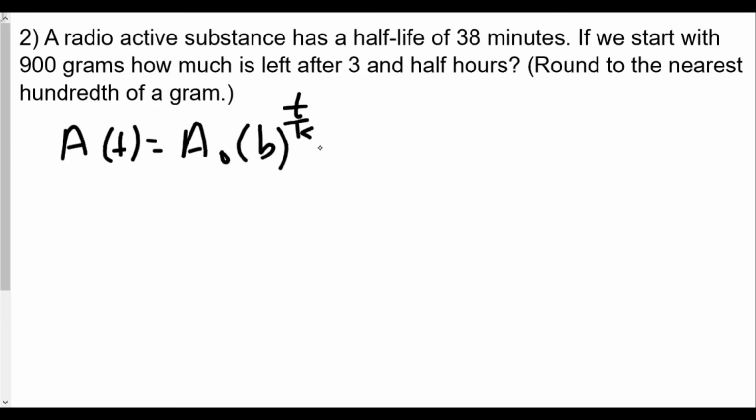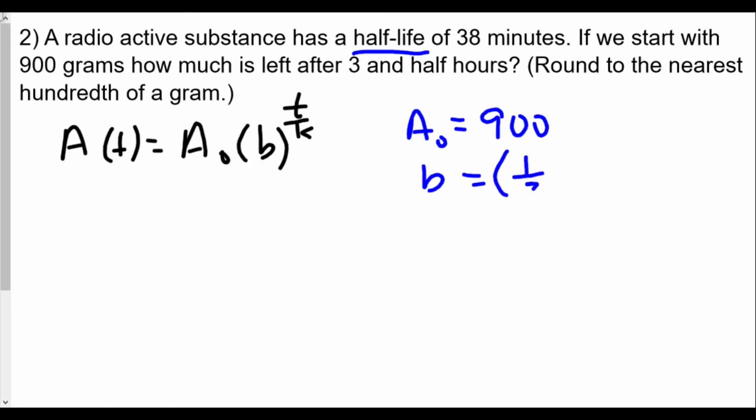Now, we definitely know that our starting value, we're told, is 900 grams. And we also are told this is a half-life. Half-life. That means when you see half-life, your base is going to be 1/2. If you see doubling, it means your base is going to be 2. All right? Now, how long it takes to double, or half in this case, is going to be 38 minutes. Our k value is 38 minutes.